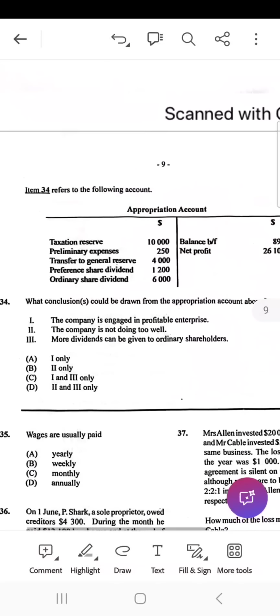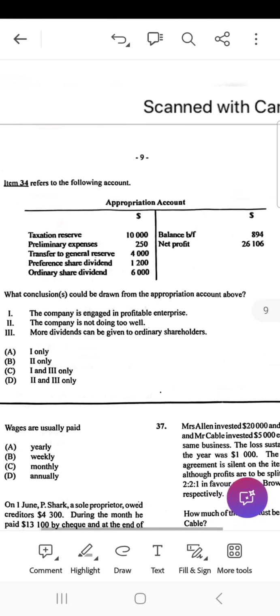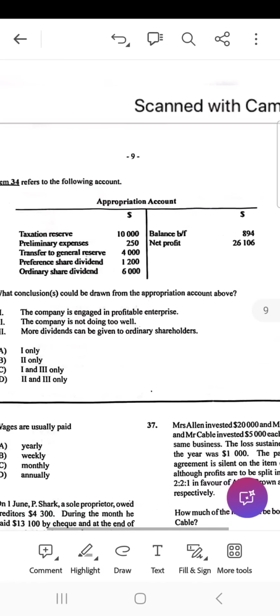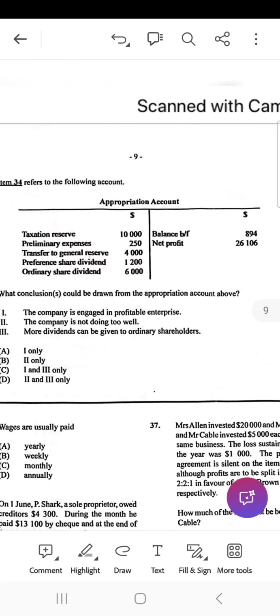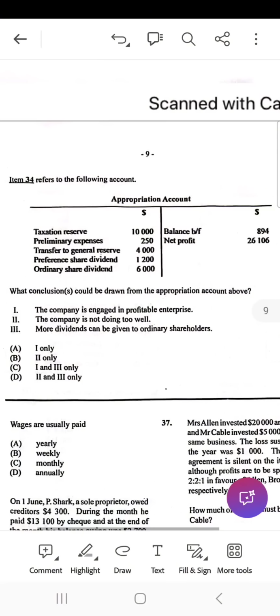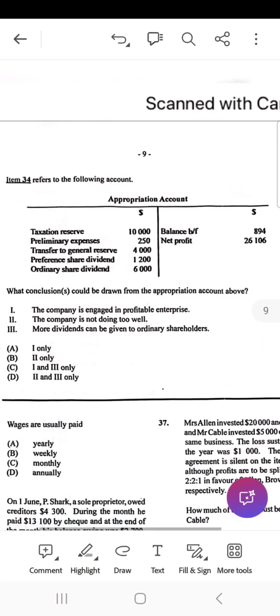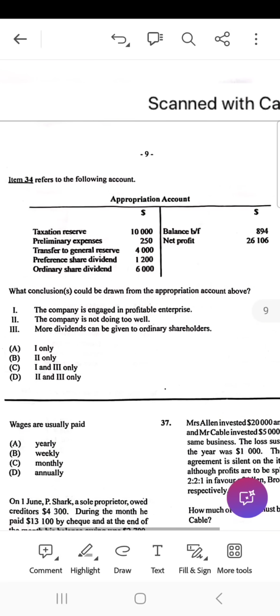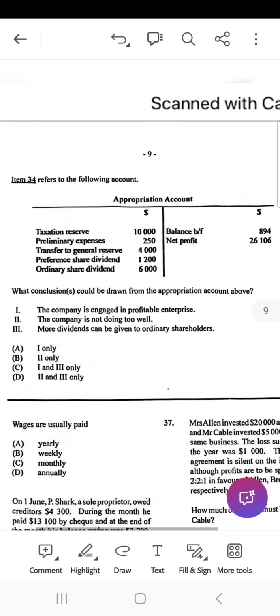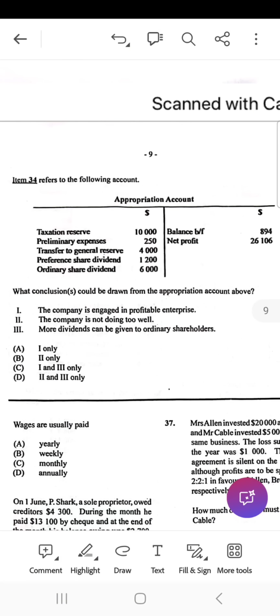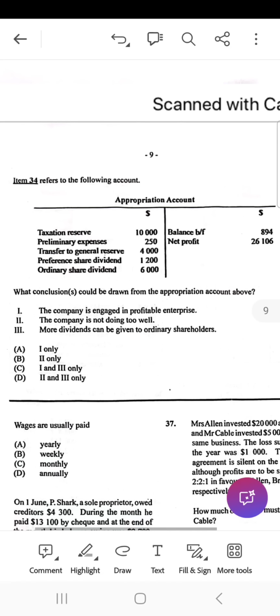Number 34 refers to the following account. It gives us an appropriation account for a company, and it asks what conclusion could be drawn from this appropriation account. You've seen this question before. The company is engaged in a profitable enterprise where they gave 26,000 in profit. So yes, the company is not doing so well. I don't know about that. $26,000 seems pretty good to me.